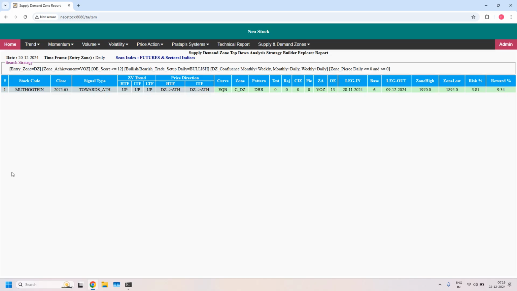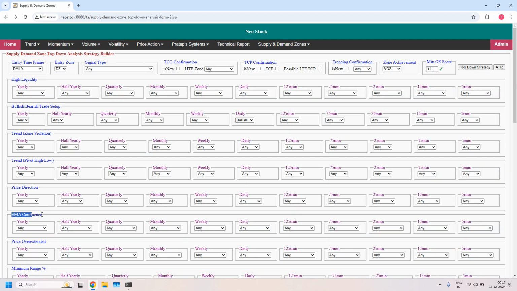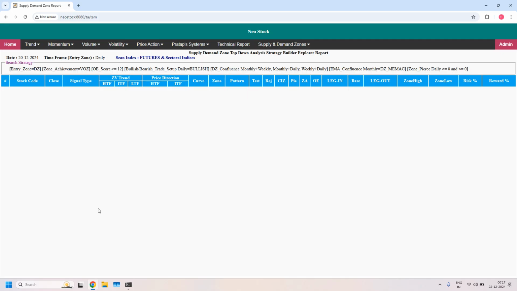Now let's verify whether this stock is having an HTF EMA confluence, because the daily zone is part of weekly, both together part of monthly, and monthly is HTF. HTF trend is up, so let us look for HTF EMA confluence. HTF is monthly. So monthly demand zone having monthly EMA confluence. With this filter, we did not get any stocks. Okay, this is about bullish trade setup for monthly income trade.